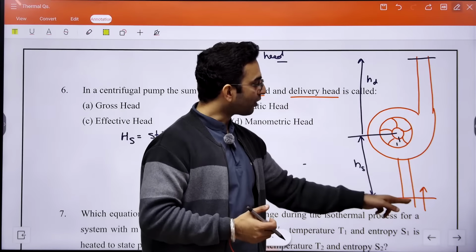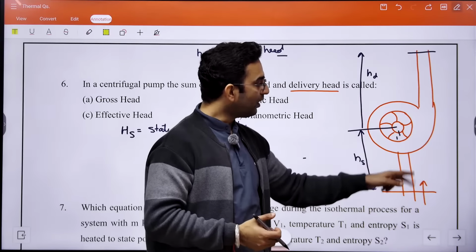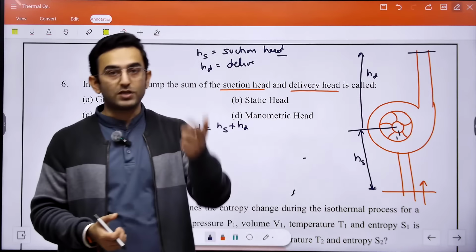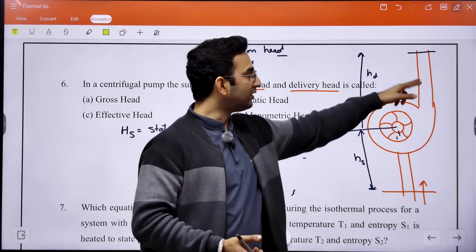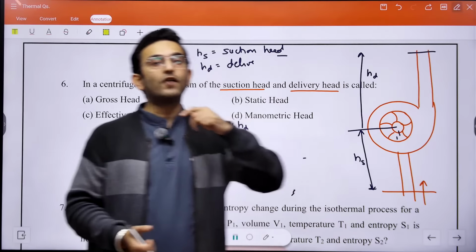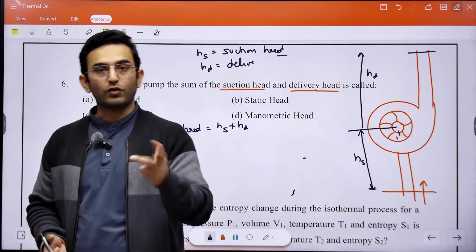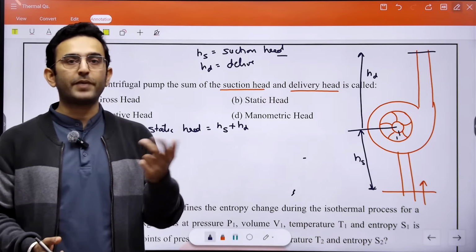Whenever the water is flowing in the suction pipe, the corresponding suction losses, or frictional losses, are going to be there in the suction pipe as well as in the delivery pipe. So we have to provide extra energy to overcome the frictional losses in the suction pipe as well as the delivery pipe here.